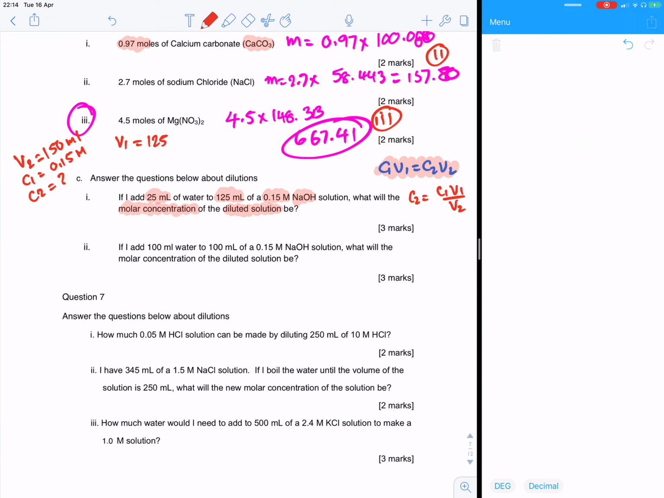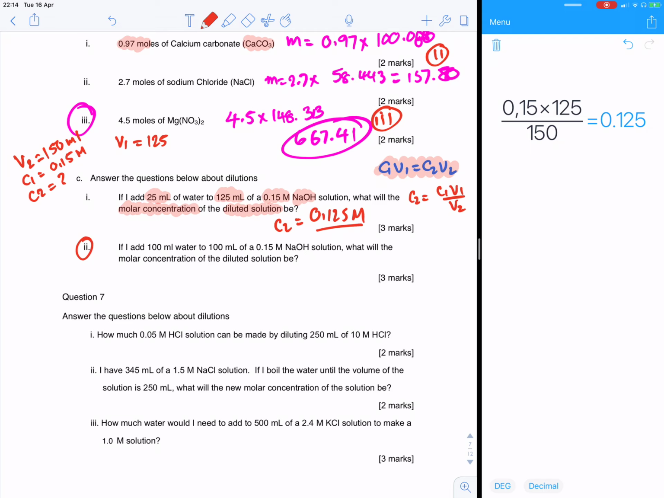Okay, so C1 is 0.15 times V1 is 125 divided by V2 is 150. So that gives you 0.125 molar. That is the concentration. So that's C2. Then part 2 says if I add 100 mils of water to 100 mils of a 0.1 molar sodium hydroxide solution, what will the molar concentration of the dilution be?